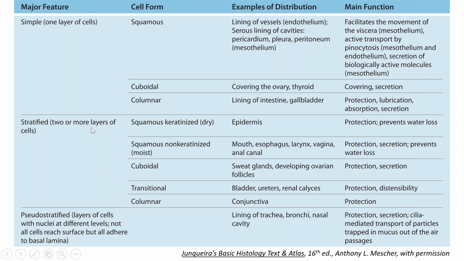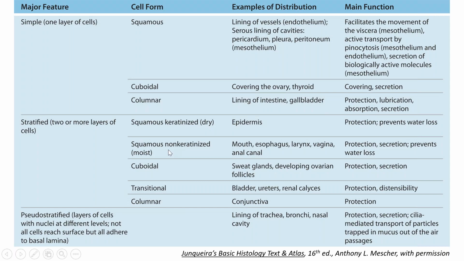Looking at the stratified epithelium, it's going to have two or more layers. If we look at stratified squamous epithelium, this is the thickest of all the epithelia and generally provides some good protection from abrasion. If we look at the two different types, we see the keratinized, which is going to be dry. We see it in the epidermis of the skin. And we see the non-keratinized, which is going to be moist, which we're going to see lining the mouth, oral cavity, the esophagus, etc.